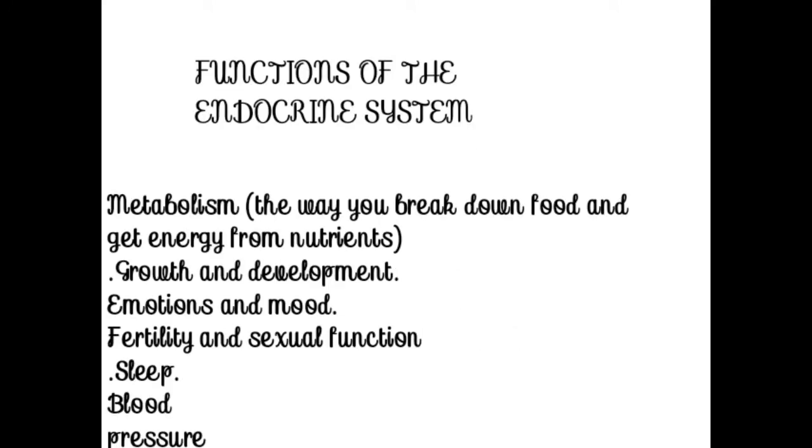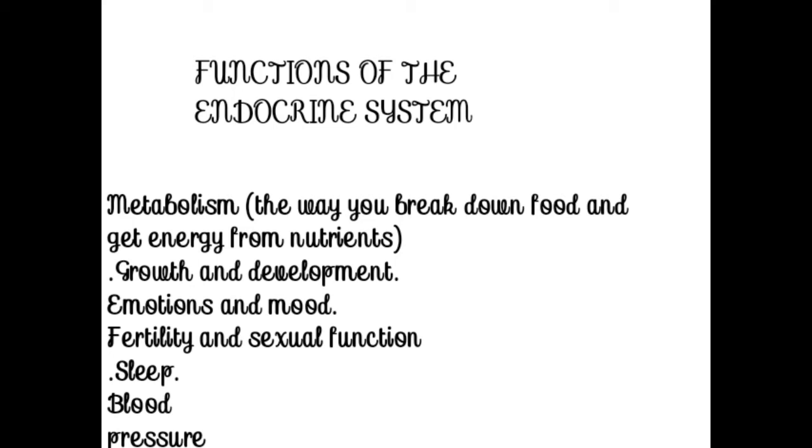So one, metabolism, the way you break down food and get energy from the nutrients that you eat. So metabolism is very important, or its function is for metabolic processes. Number two, growth and development. For you to grow, it is because of some endocrine glands that produce hormones. Another function is emotions and mood. So some emotions are being regulated by the endocrine system.